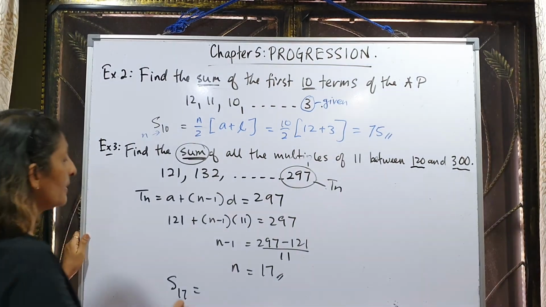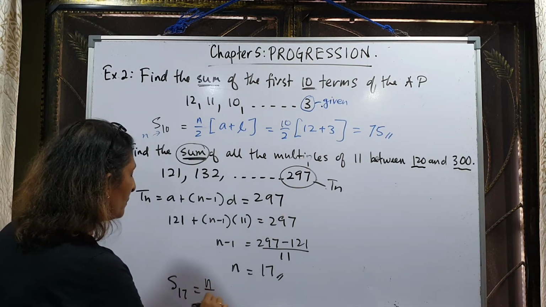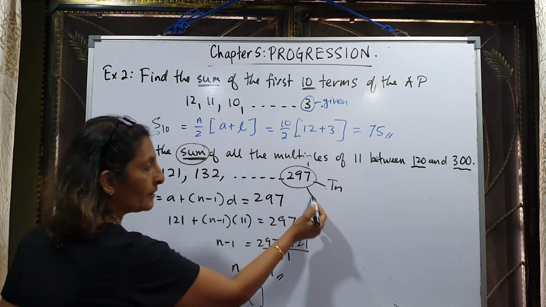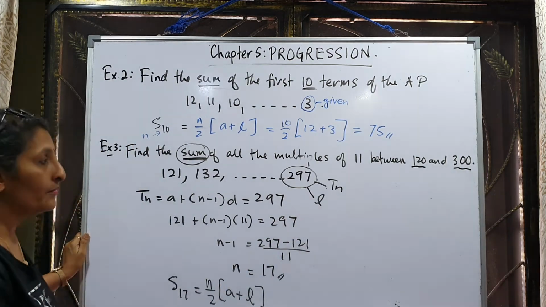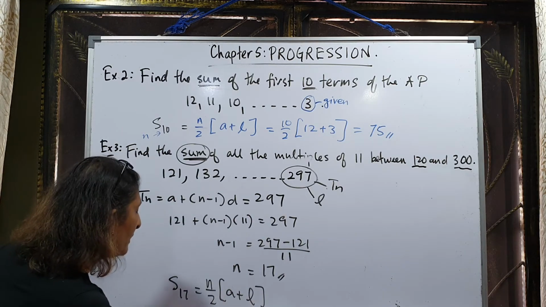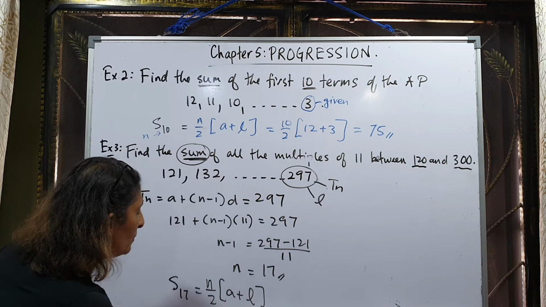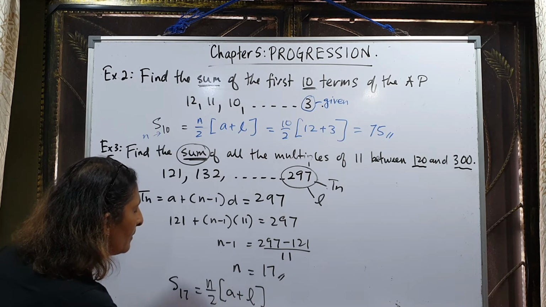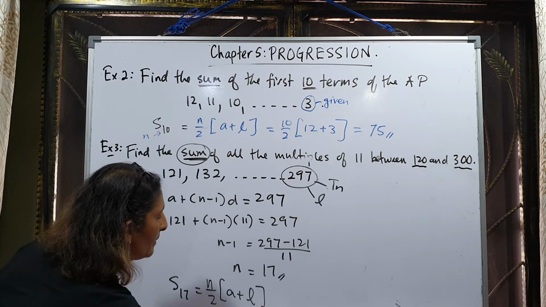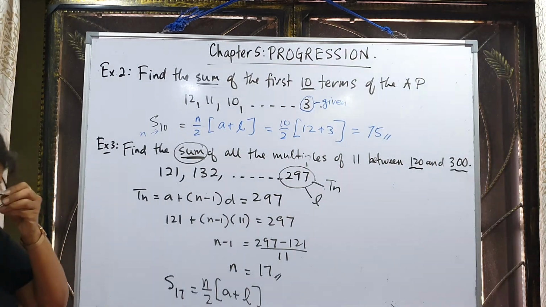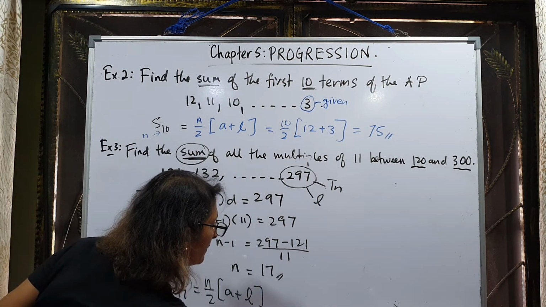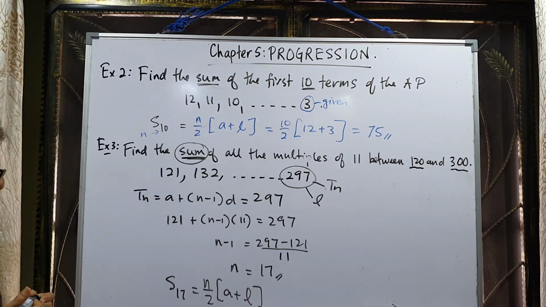Okay, so we use the Sn formula. n over 2. Can we use (a plus l) here? Do we know the last term? Yes. The last term is not only called Tn, it's also the l, the last term. So we can use the shortcut. So you have 17 over 2, (a plus 297), and you got your answer. 3553. Very big answer.